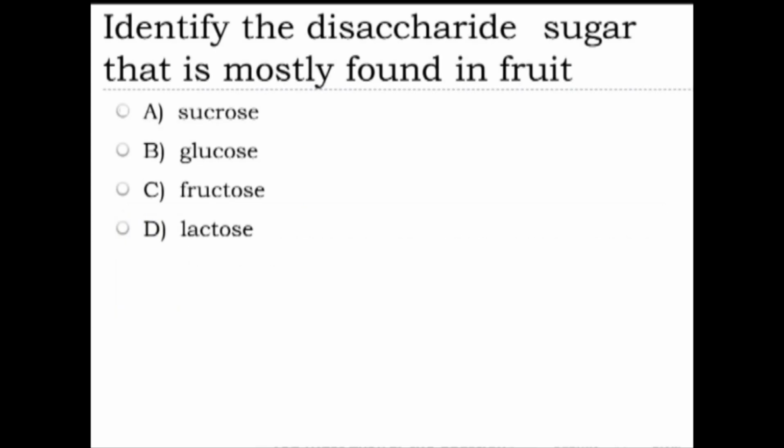All right, the first question is to identify the disaccharide sugar that is mostly found in fruit. Remember, the key is that it's a disaccharide. So the correct answer is sucrose. Sucrose is indeed a disaccharide formed of glucose and fructose. Glucose is actually a monosaccharide, fructose is a monosaccharide, and lactose is a disaccharide formed of glucose and galactose.